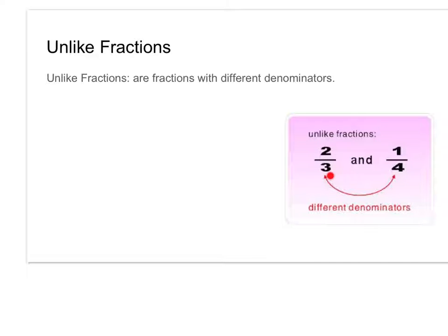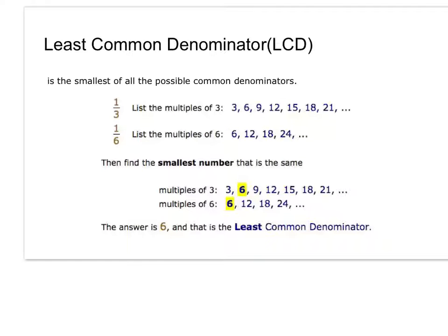This one needs 3 to make one whole. This one needs 4 to make one whole. So they have different denominators, so they are unlike fractions. The most important thing with unlike fractions is that when you add or subtract them together, they have to have a common denominator. So you have to find the least common denominator because it will help you simplify at the end. The least common denominator, or LCD, is the smallest of all possible common denominators.